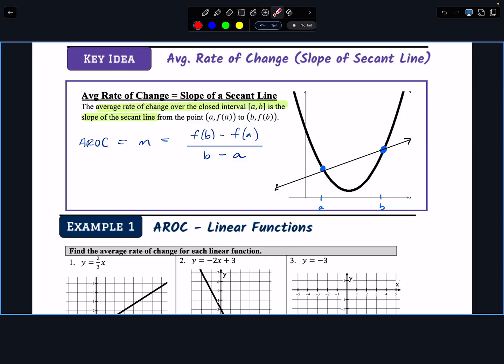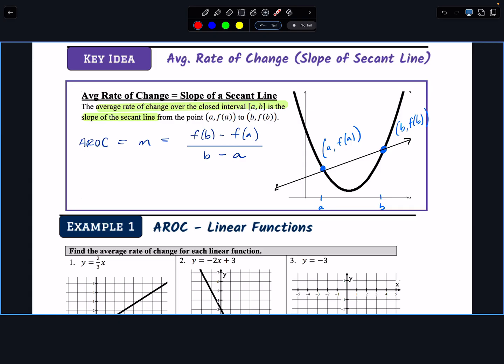So basically what I'd be doing is, if this was my A and this is my B, does it make sense that this point right here would be A comma f of A? And then this point would be B comma f of B. So then if I do my formula, I would be able to find the slope between those 2 points. Okay? This line right here, guys, is called the secant line. There's also something called the tangent line.